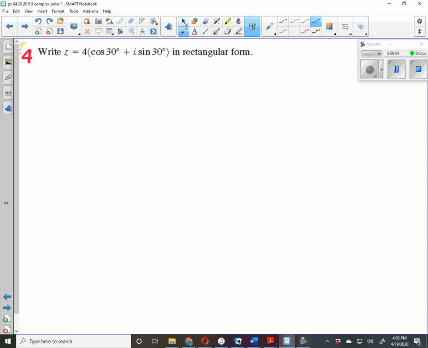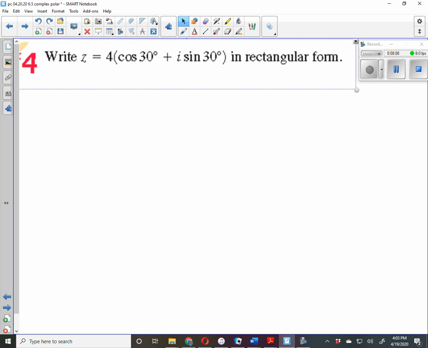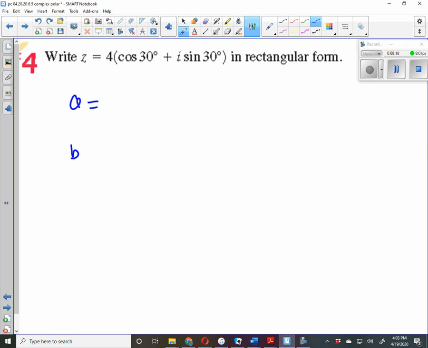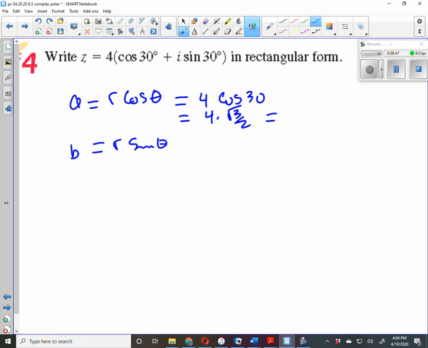All right, number 4 says write the polar form in rectangular form. Well, that means you've got to go back and figure out what your A and your B is, right? Well, we know A is equal to R cosine theta, and B is equal to R sine theta. So if we plug that in, R is 4 cosine 30 degrees. Cosine of 30 degrees is 4 times root 3 over 2, which is equal to 2 square root of 3.